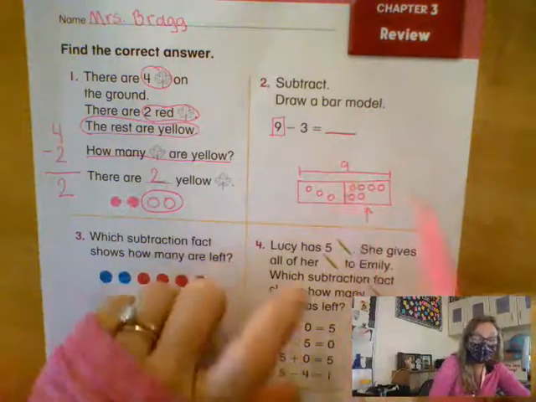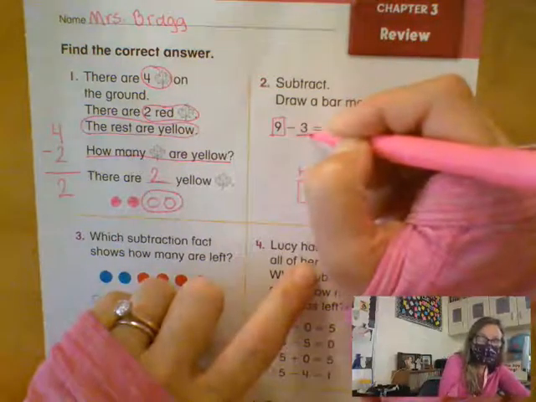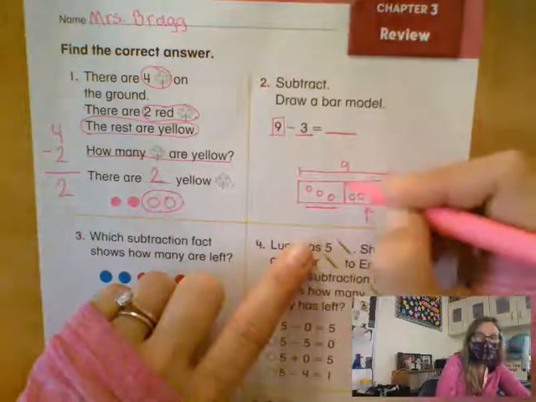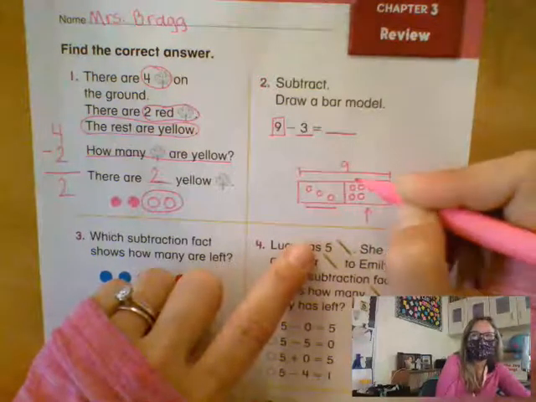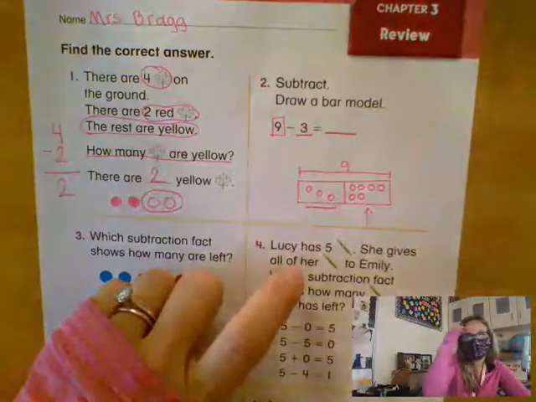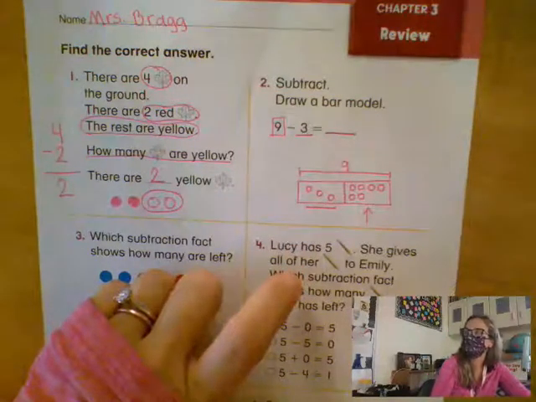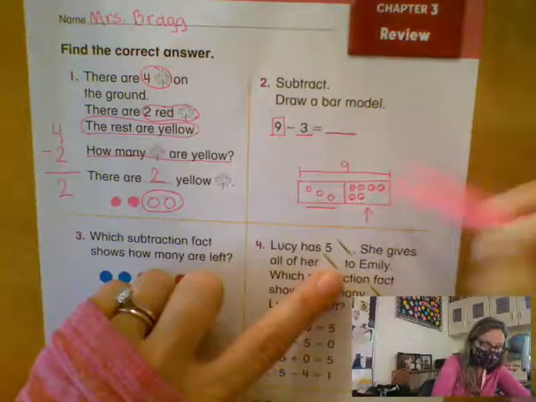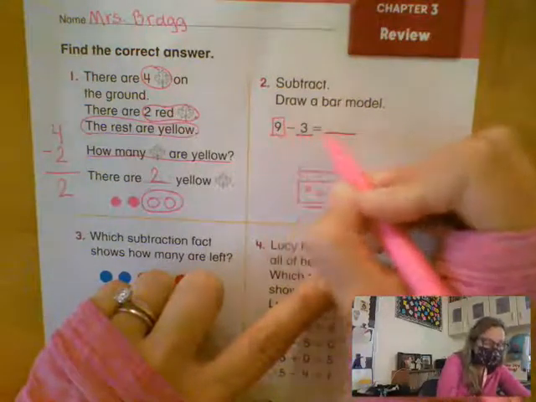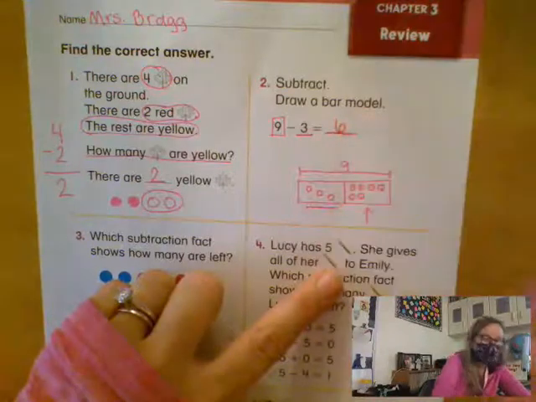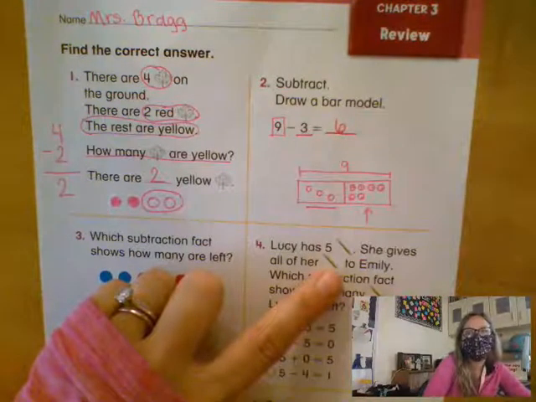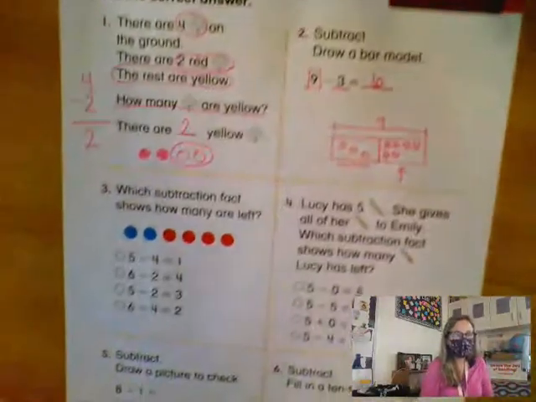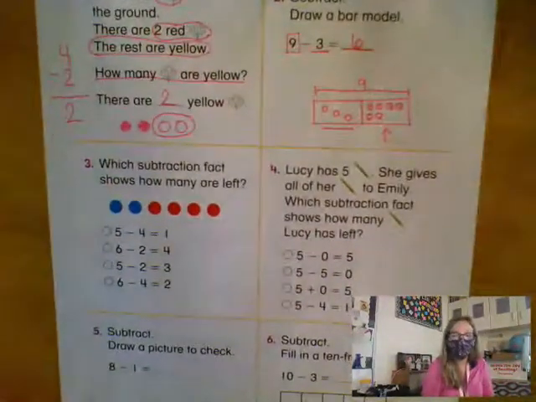Now, Isaac, we know that the first part is 3, and we've shown that here. So what is my other part, Johnny? 6. 1, 2, 3, 4, 5, 6. So 9 take away 3 equals 6. Do you see how we did that, Victoria? Awesome. All right, we're moving on now to number 3.